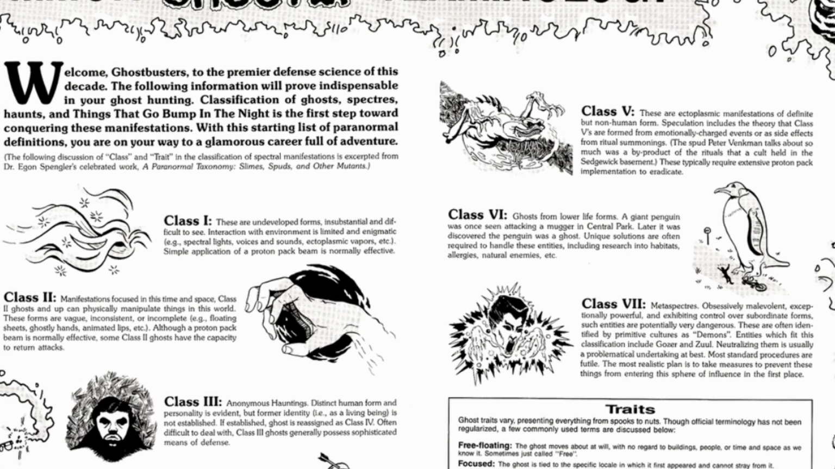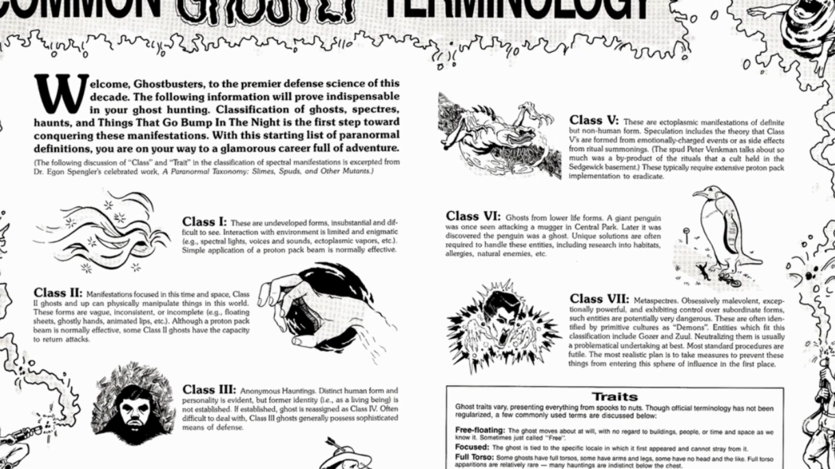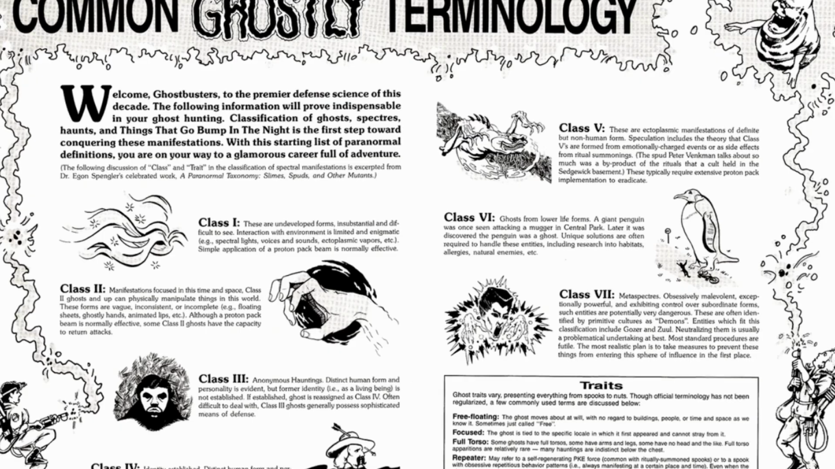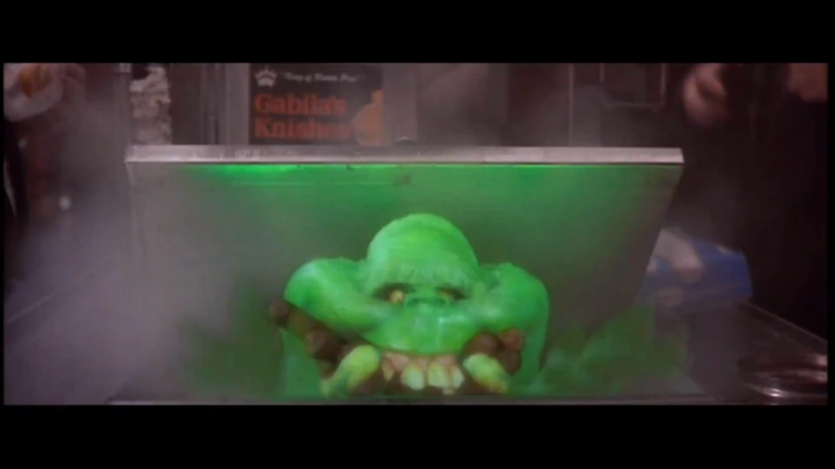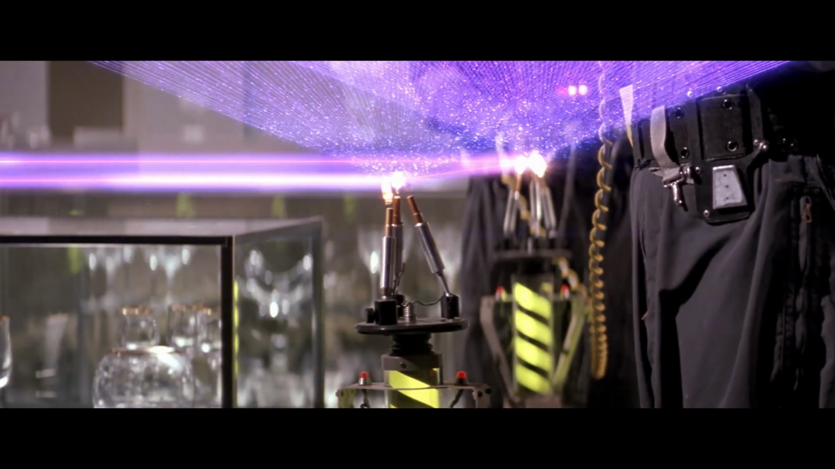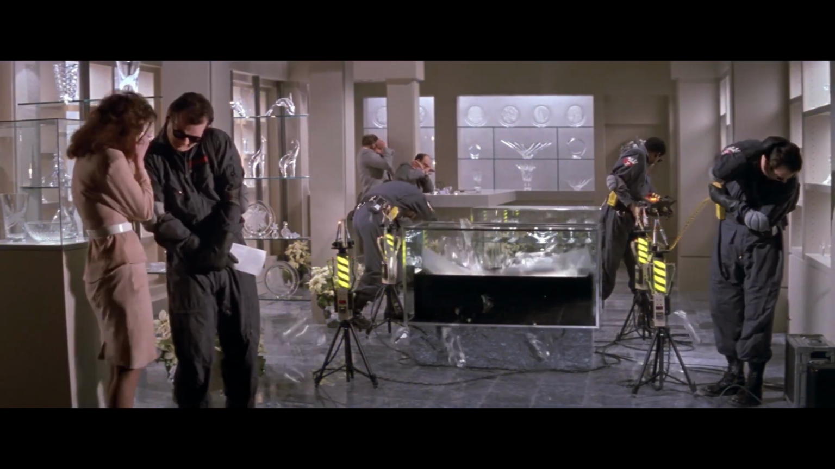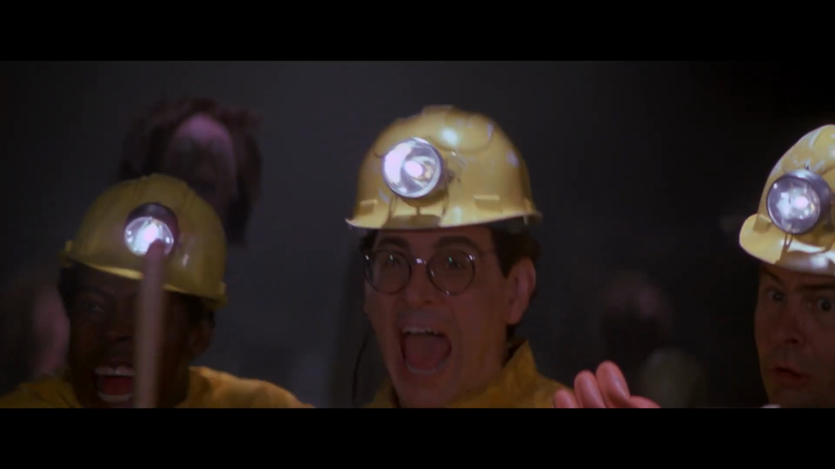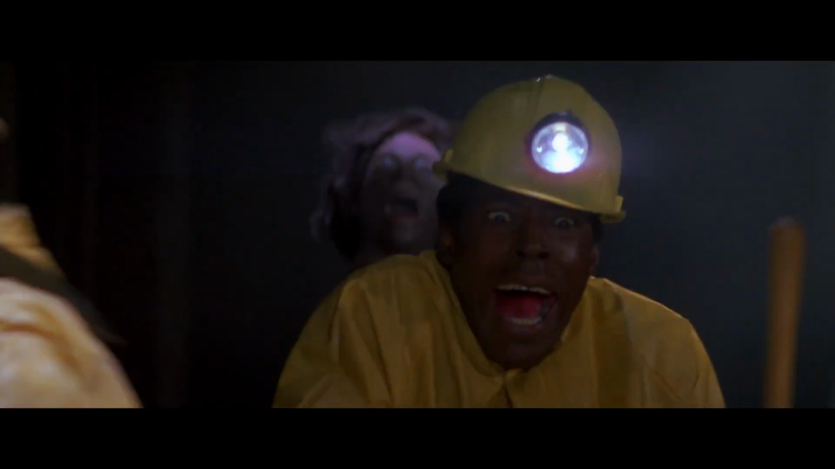But before we begin, I should start by explaining the classification, description, and identification system, or CDI system. There are 7 classes of ghosts. Class 1s are undeveloped forms and often hard to see or interact with. These include spectral lights and disembodied voices. Class 2s actually have somewhat of a form and can physically manipulate things in our world. These include things like floating bedsheets and ghostly hands.